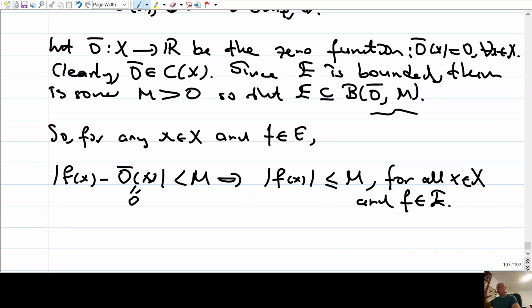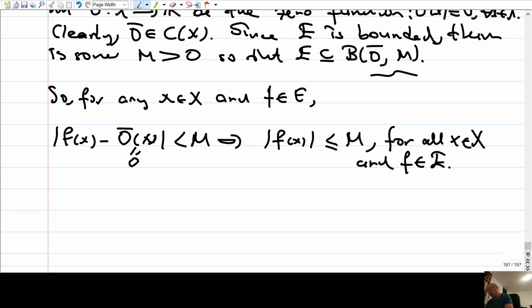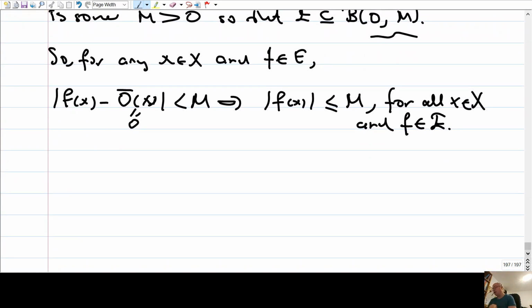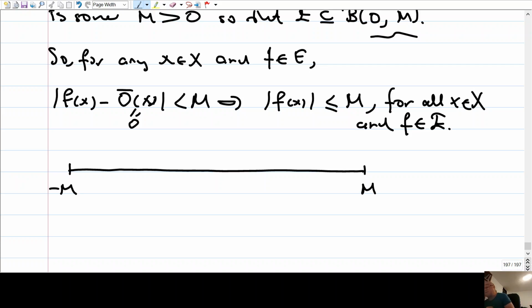These functions are bounded kind of uniformly. Okay, there is a bound which works for all of them. Okay, all right. Now I'll do one more construction. Consider this part of the real line, minus m to plus m.